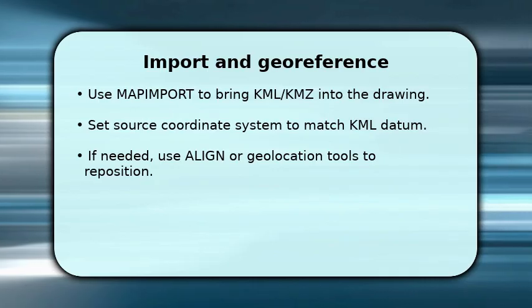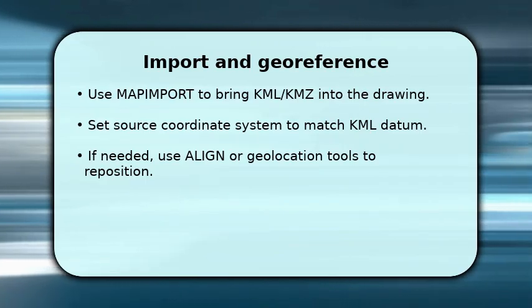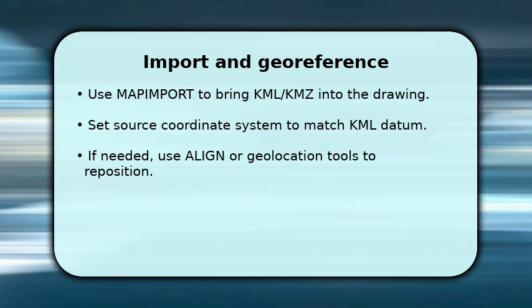datums shift your geometry. Once entities load, use AutoCAD's geolocation or align command to snap features to known control points if precise placement is required. This step preserves scale and attributes. If polygons or images look off, recheck units and datum and re-import.